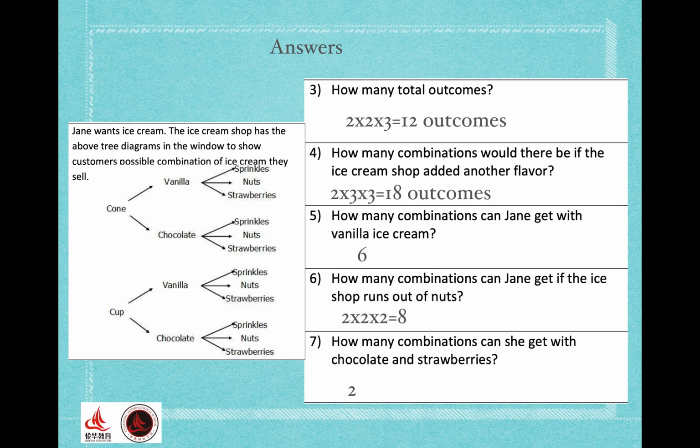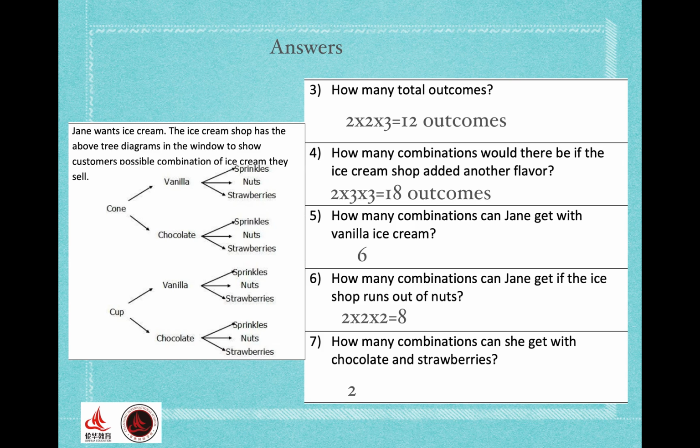So how many total outcomes? We multiply 2 by 2 flavors and by 3 different extras. So we have 12 outcomes. Now hopefully you're getting these answers. How many combinations would it be if the ice cream shop added another flavor? Because we have 2 flavors, another one would make it 3. So we multiply 2 by 3 by 3. We have 18 outcomes.